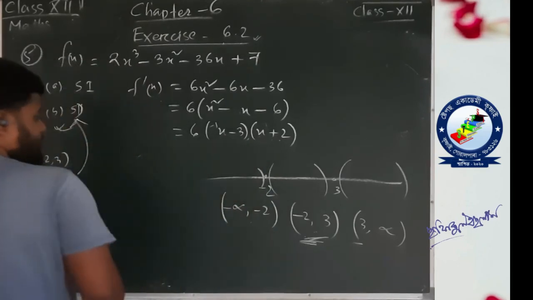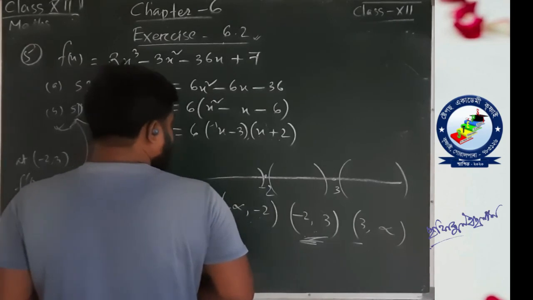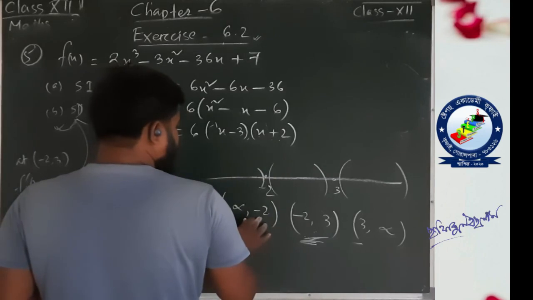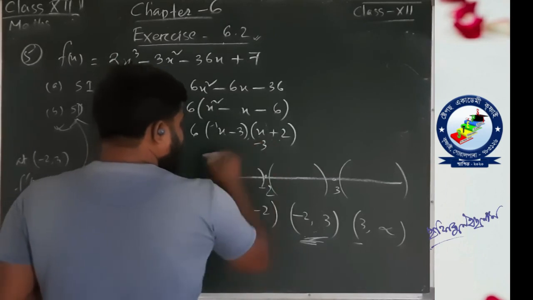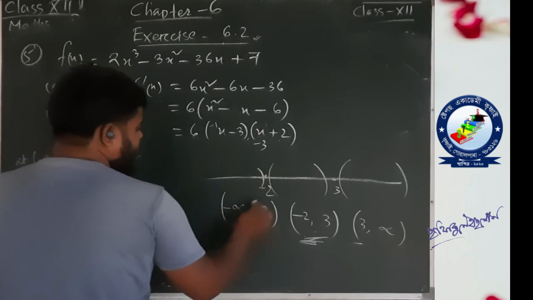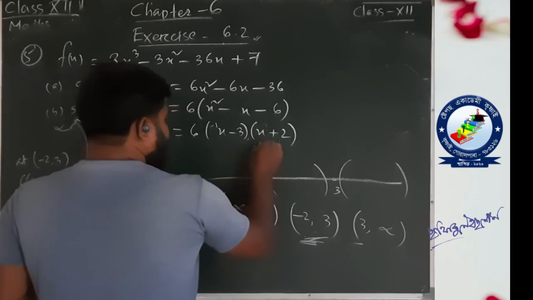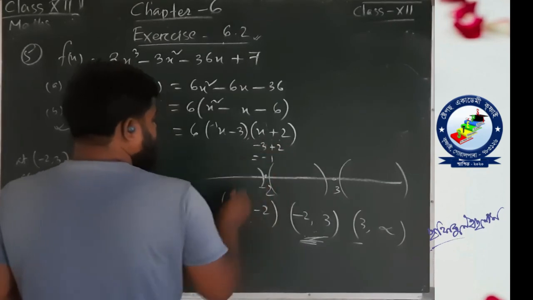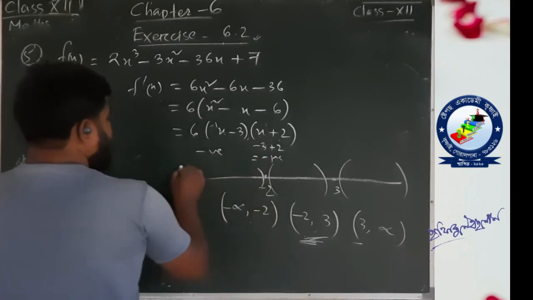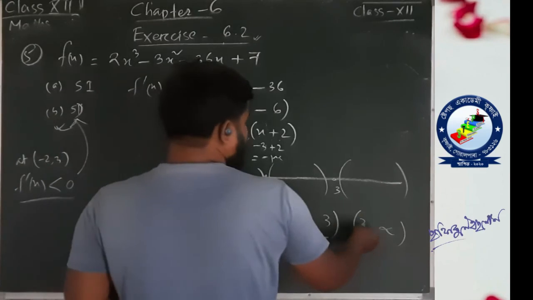See, if I take minus 1, I cannot take it, no? I have to take minus 3, sorry, because it must be less than minus 2. Minus 3 plus 2 will give minus, again minus 3. So negative times negative will be positive. This is positive.